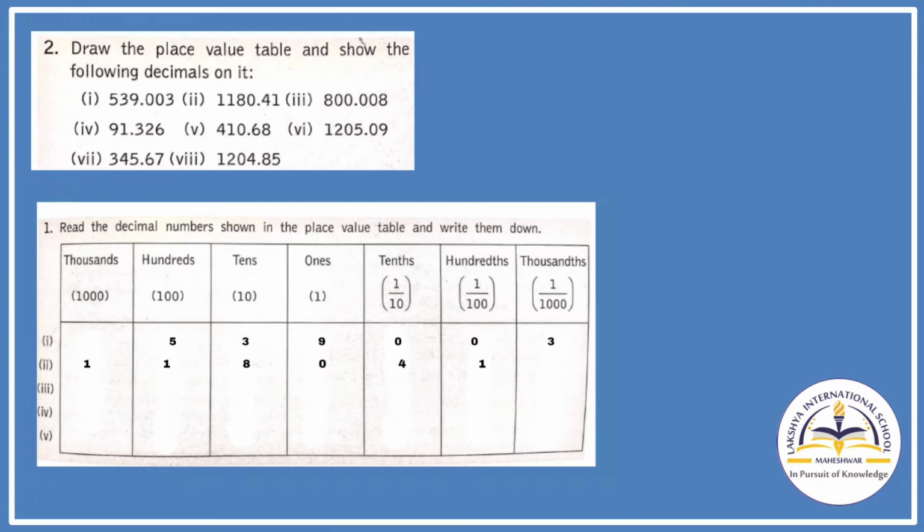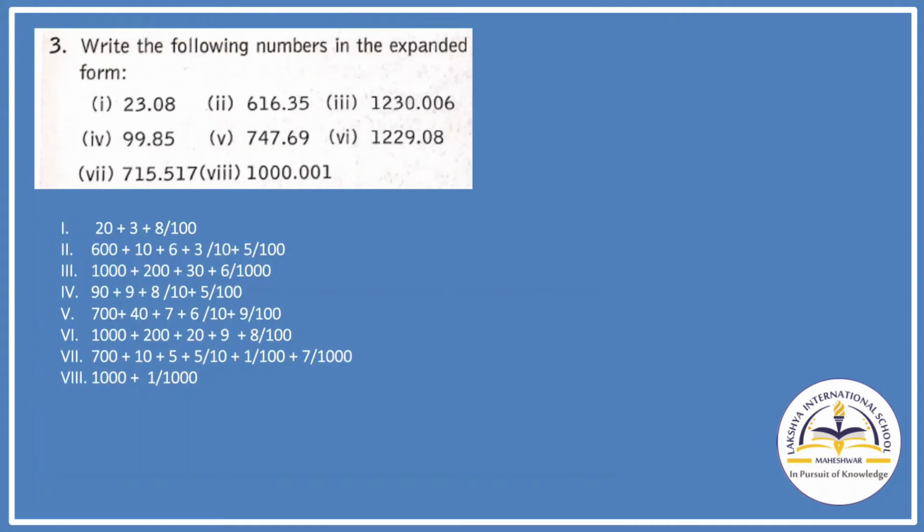Now for next one, 91326, 91 decimal 326. This will be the answer. Now for next, 41068. Now 120509, 1205, then 09. This will be the answer. Now 345, 345, then 67. Now 1204, 1204, and then 8 and 5. So in this manner you have to solve question number 2.